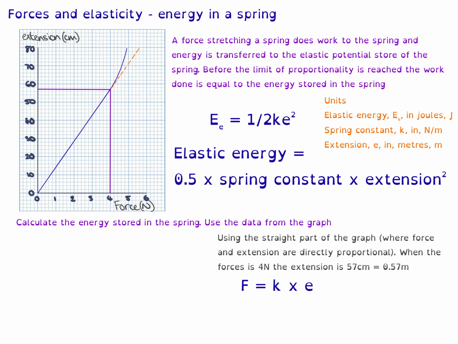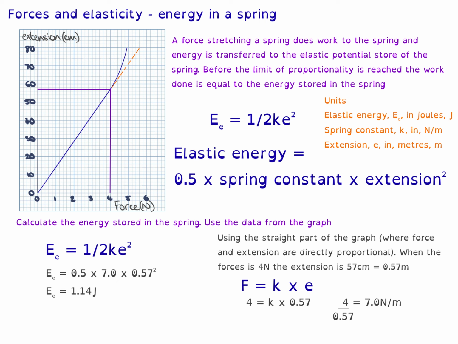Then we can use F equals ke to work out the spring constant. So 4 equals k, our unknown, multiplied by 0.57. To rearrange this, we need to divide through by 0.57 to get 4 divided by 0.57, which gives us 7.0 newtons per metre. Now we have our spring constant, we can substitute that into our equation for elastic energy. So Ee equals a half ke squared. Ee equals 0.5 multiplied by 7.0, our spring constant, multiplied by our extension, which is 0.57 squared. And this gives us a final answer of 1.14 joules.